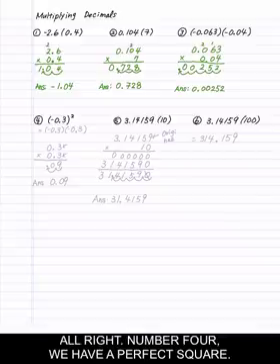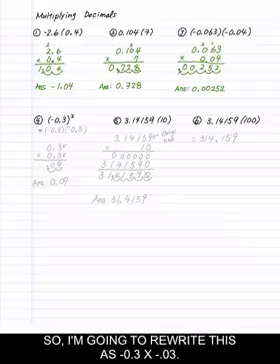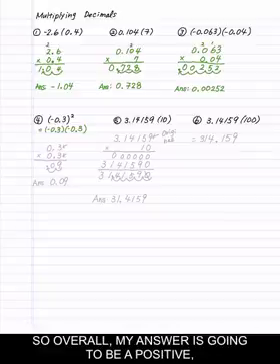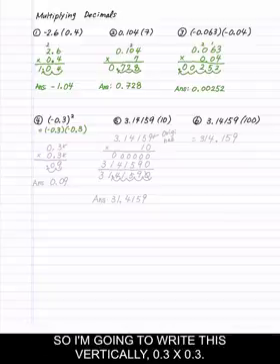All right. Number 4, we have a perfect square. So I'm going to rewrite this as negative 0.3 times negative 0.3. And again, I have a negative times a negative. So overall, my answer is going to be a positive. So I'm going to write this vertically, 0.3 times 0.3.